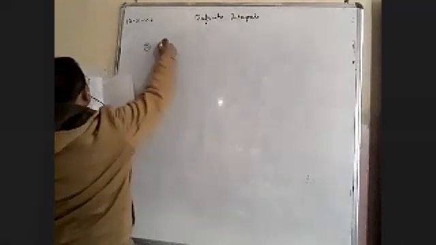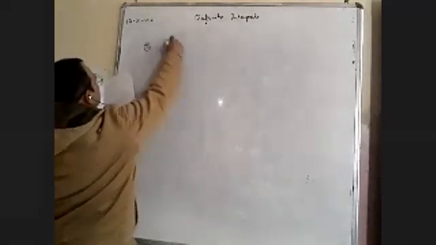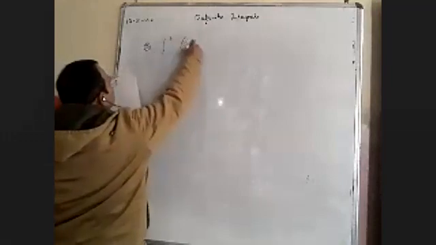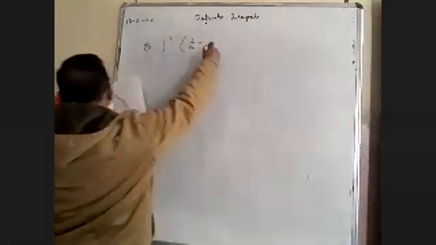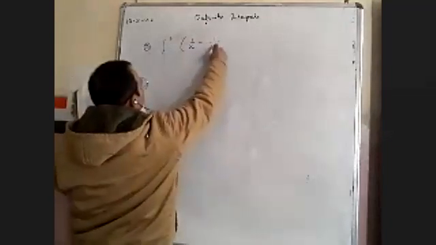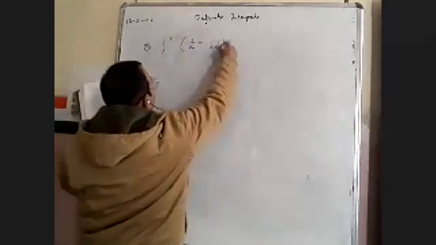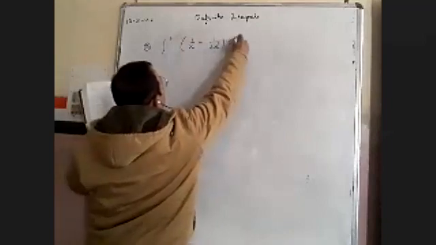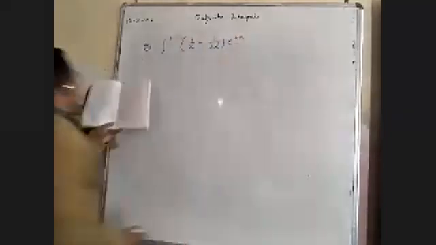Question number 8 है, 1 to 2, 1 upon x minus 1 upon 2x square, e to the power 2x dx.